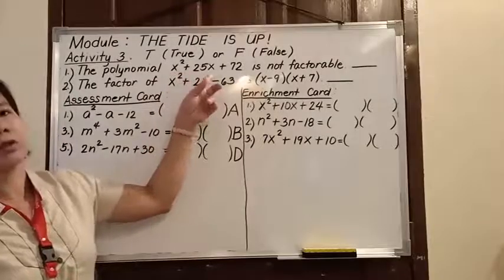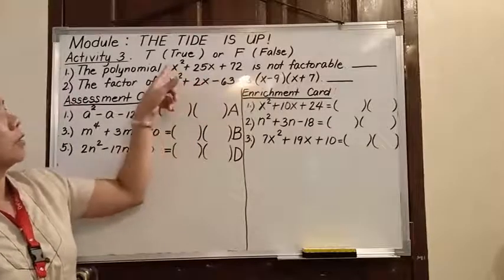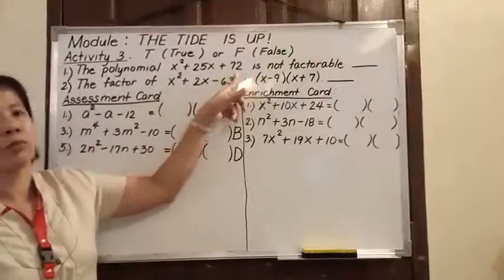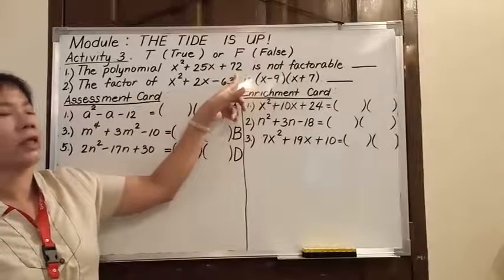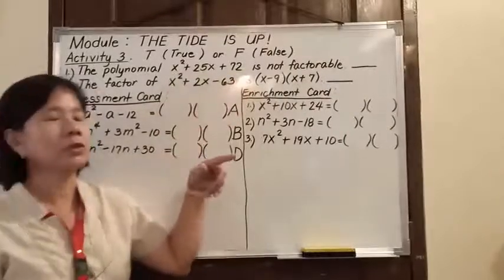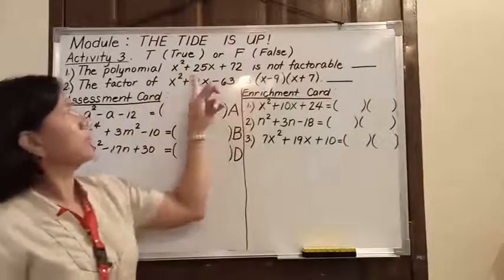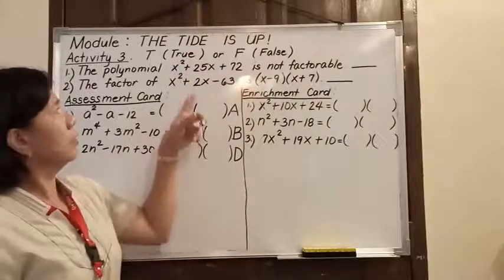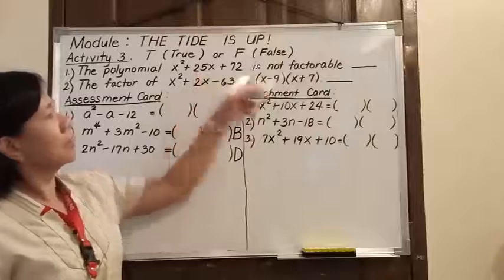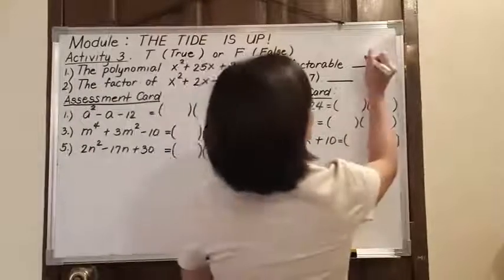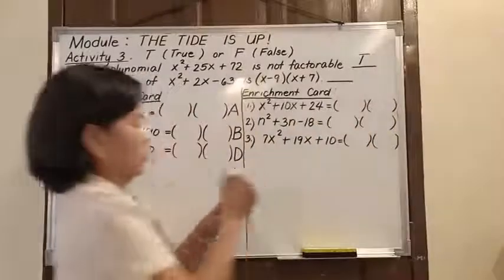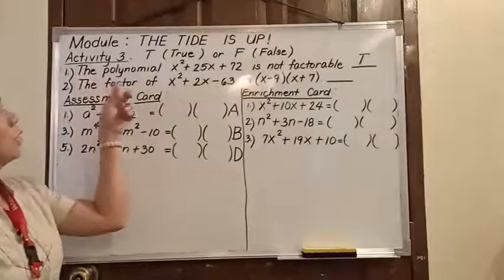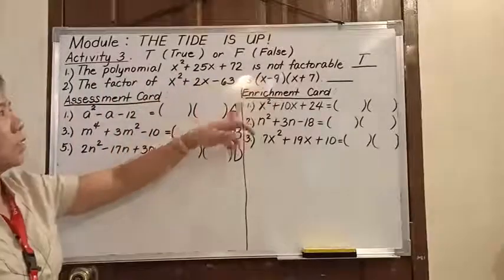Using b squared minus 4ac, our a is understood to be 1, b is 25, and c is 72. Now, the value of b squared minus 4ac, we will substitute those values of a, b, and c. This trinomial, or rather the discriminant, is not a perfect square. And therefore, this is not factorable. So, the answer is true. So, for activity 3, you can use b squared minus 4ac.